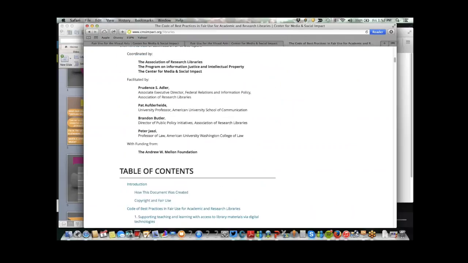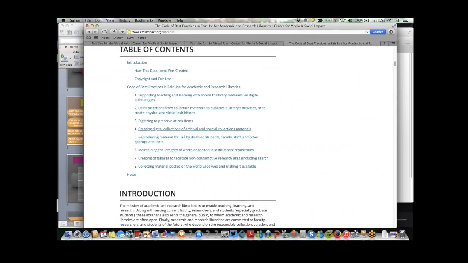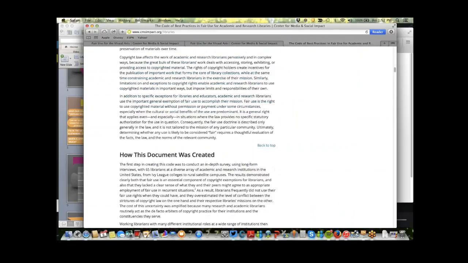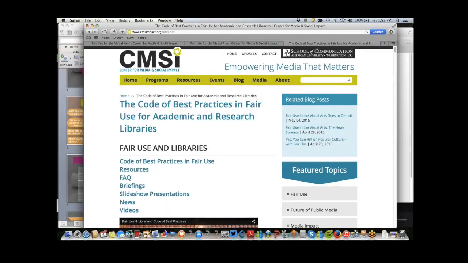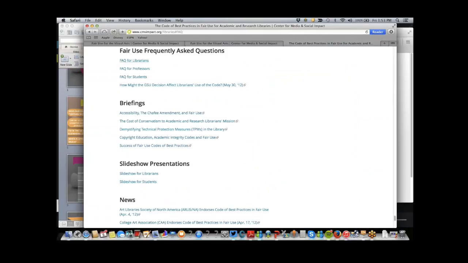And I've just gone to that site. It's an amazing document. It has had an extraordinary history already in changing practice in libraries, and the librarians have breakout.